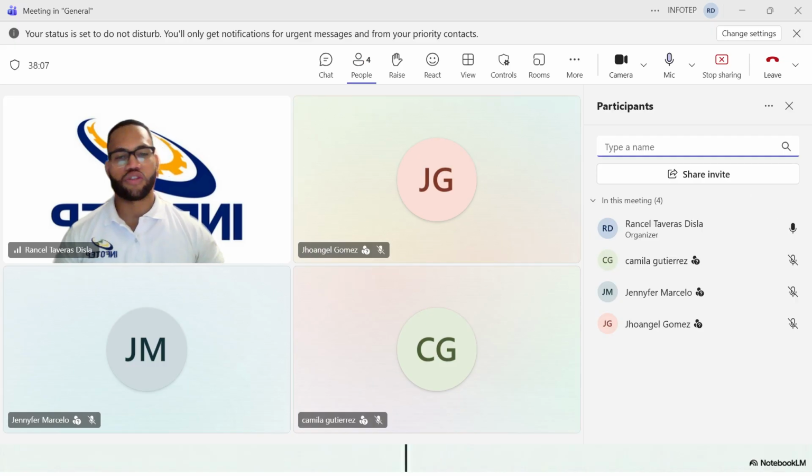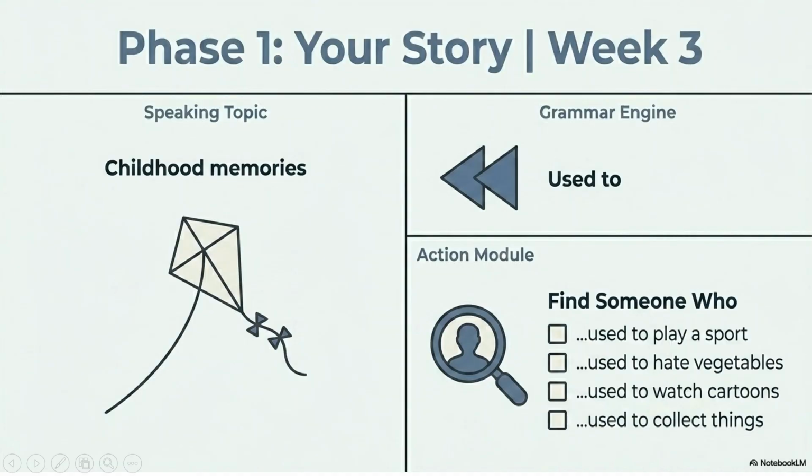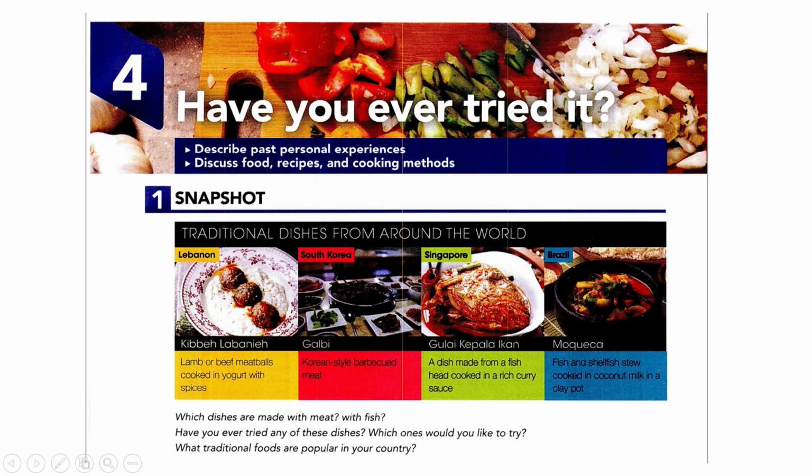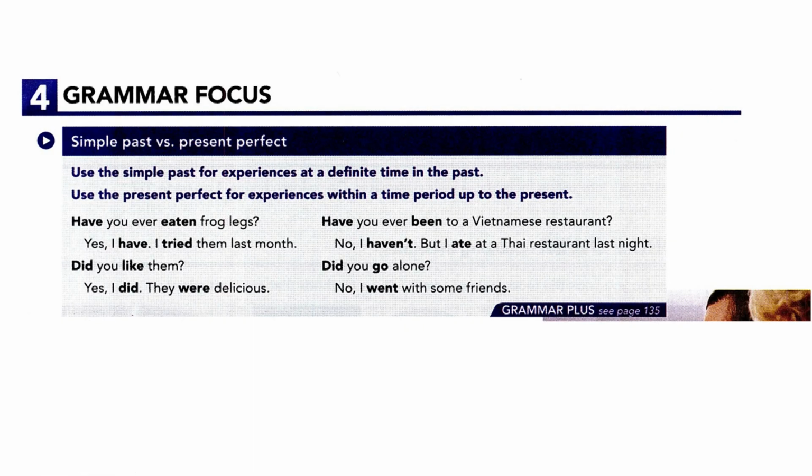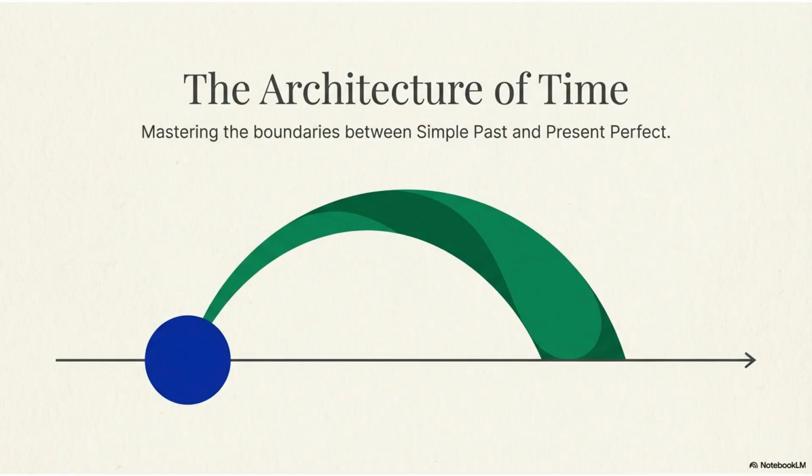Okay, so I'm going to continue because we have to continue with our topic for tonight. Here we have unit number 4. Have you ever tried it? Here we're going to describe past personal experiences and discuss food, recipes, and cooking methods. This is about the simple past versus the present perfect. Remember what I said at the beginning. We use the simple past for experiences at a definite time in the past, but we use the present perfect for experiences within a time period up to the present. Let's see that in detail.